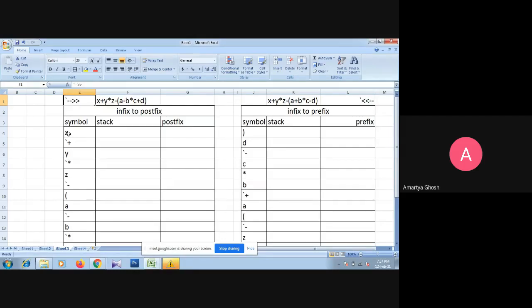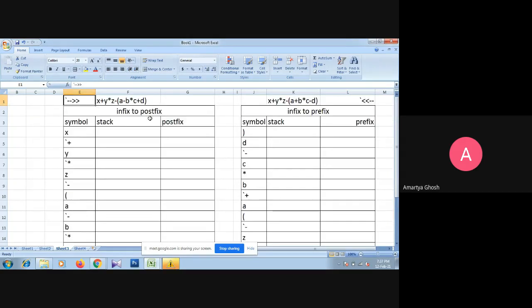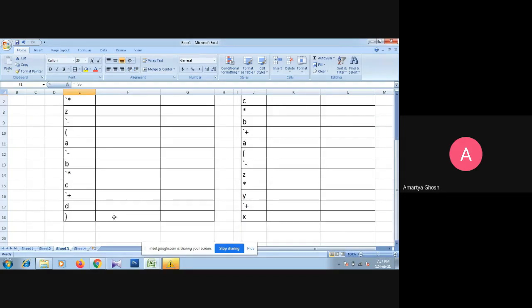And we just mention all the symbols. You can see x plus y. So x plus y, then star, then z, then minus, then first bracket, then a, then minus, then b, then star, then c plus d. You can say c plus d, and then finally first bracket close.